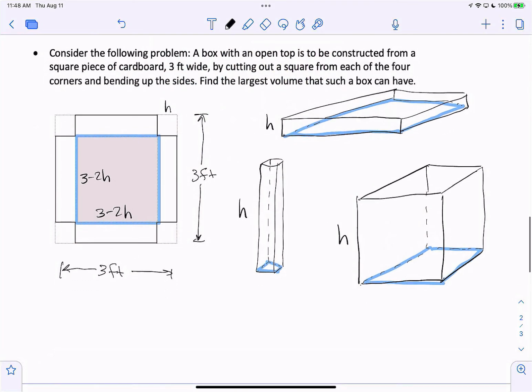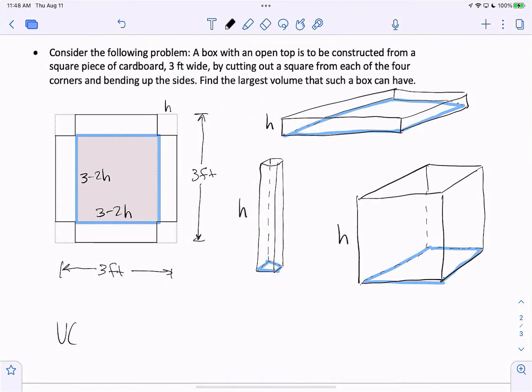So now we can consider the volume as a function of h. Remember, we want only one variable. Well, 3 minus 2h, the quantity squared, times the height, right? Volume is the area of the base times the height. With this in mind, I'd like for you to answer the question.